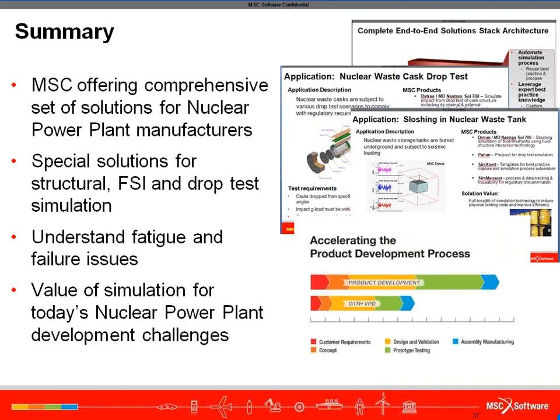In summary, simulation allows nuclear power plant manufacturers and suppliers to perform tests early and repeatedly in the development process. This enables you to find design flaws before they get really expensive and bring new, more reliable and safer solutions to market in a shorter amount of time.